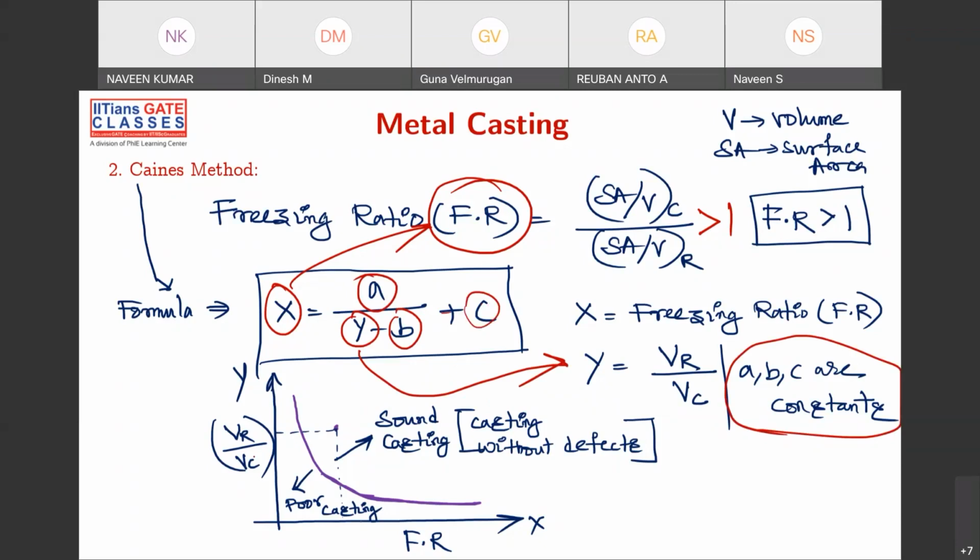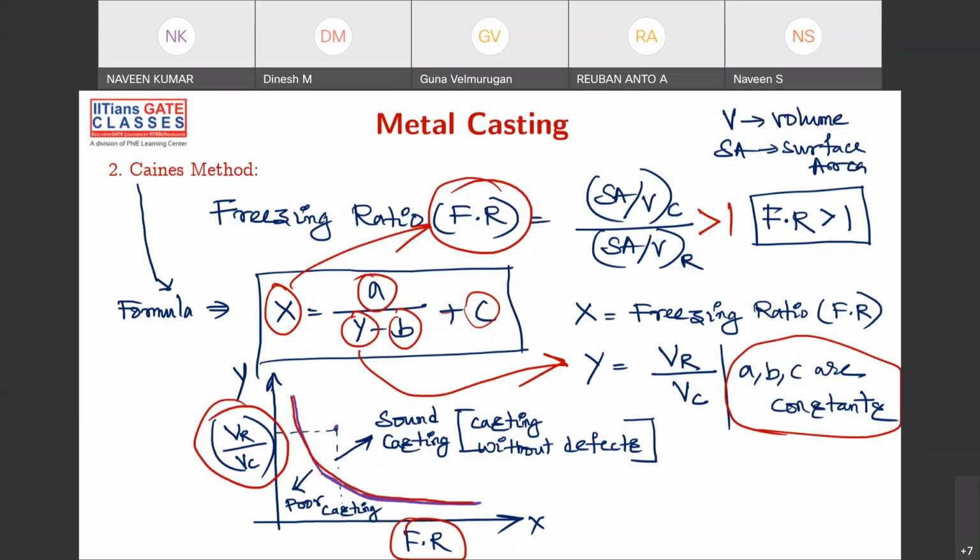Okay. Now, why is this? X is freezing ratio, the big formula, SA by VA, all these things. If you take different materials and different surface areas and volumes of risers and castings, and you plot all the points, then this will be the curve that is being formed.